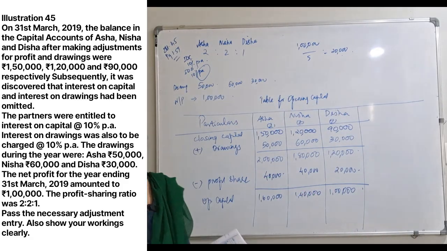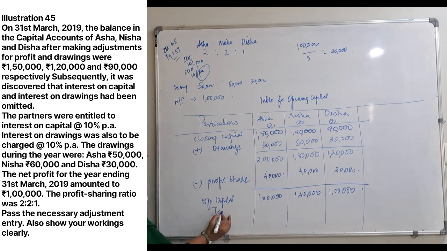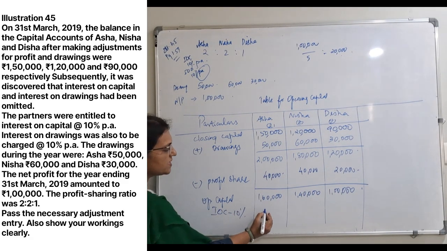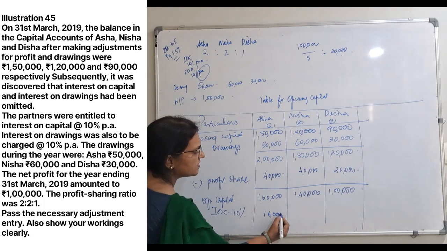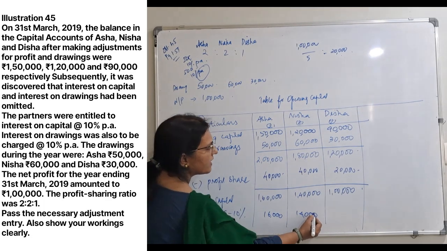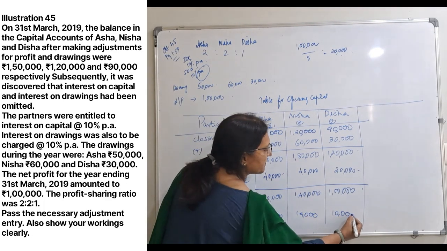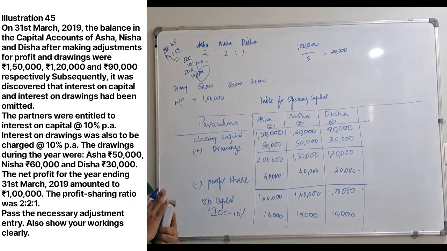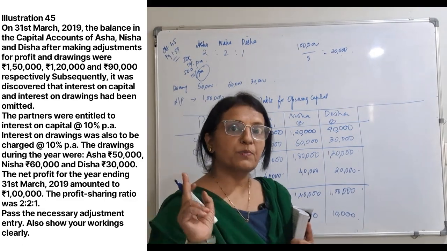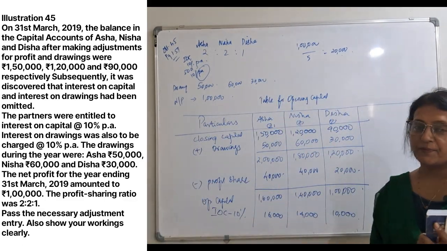10% is the interest on capital. So which means this will be 16,000, 14,000 and 10,000. This is only one part. We yet have to do the adjustment table. Copy down this.